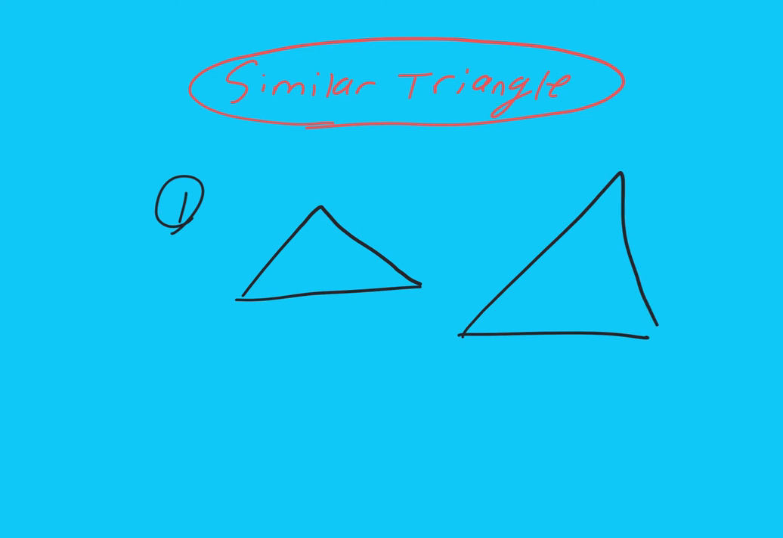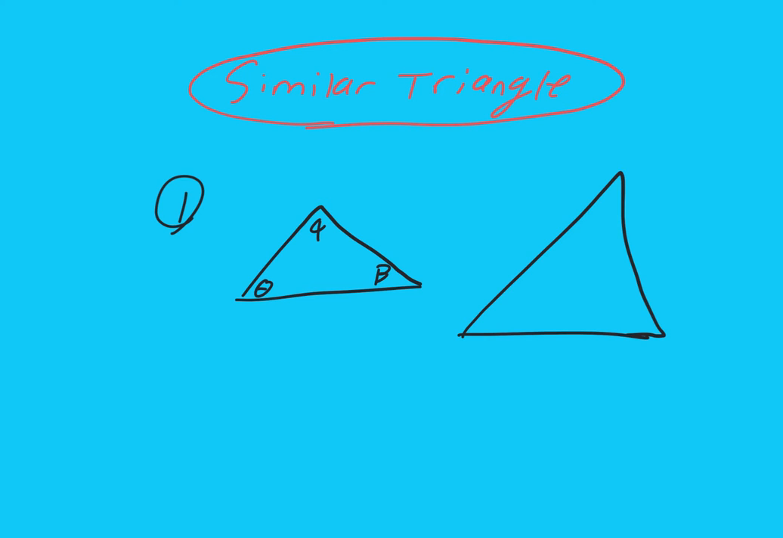Hi, okay, so today we're going to be talking about similar triangles. When I talk about similar triangles, I'm talking about triangles of three types. The first type is triangles where this is theta, this is alpha, and this is beta.